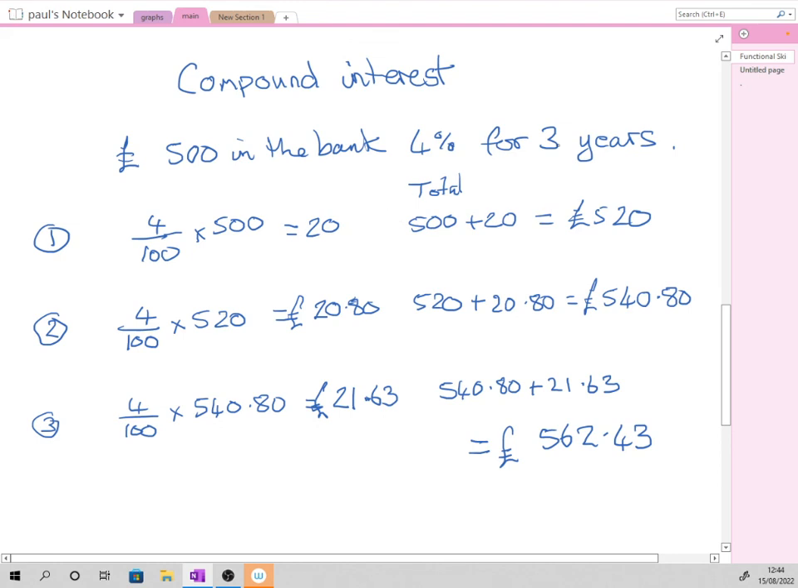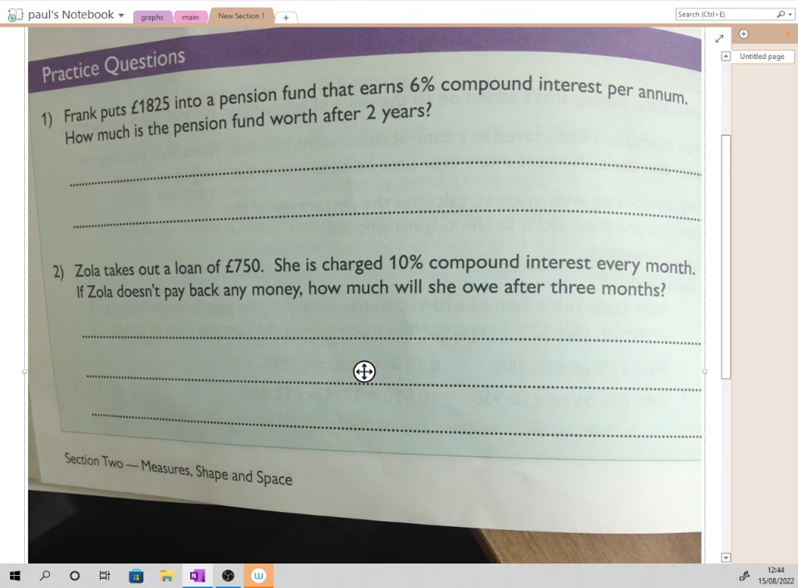Yeah, 3 years, we did it 3 times. 4% of 500, added it on, get 520. 4% of 520, add it on, get 540.80. And 4% of 540.80 gives us 562.43. So that's compound interest. And there's one or two little questions here.